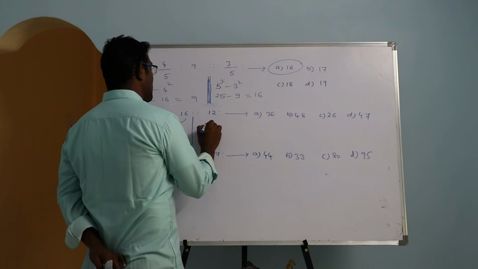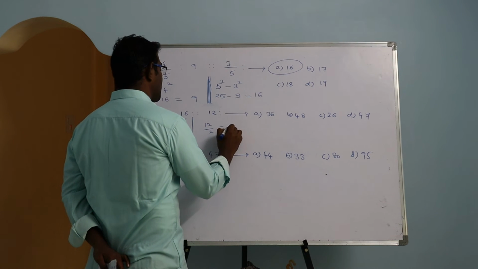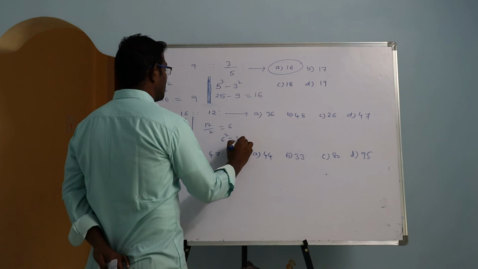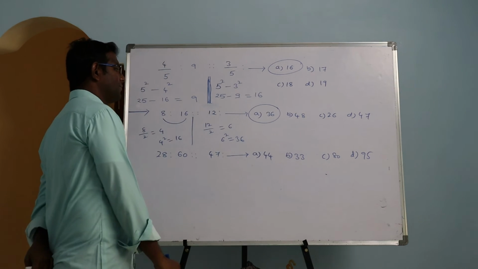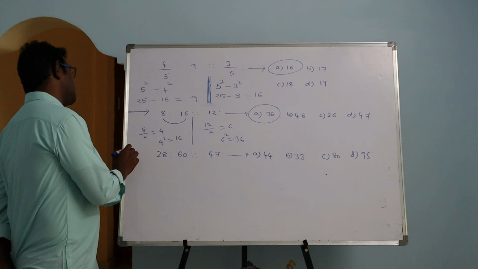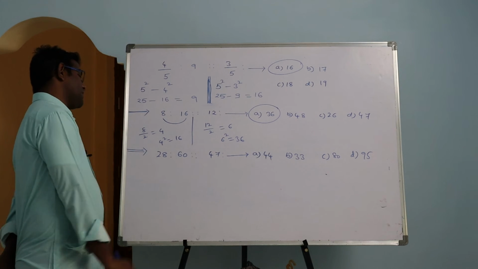What about 4 square means 16? In the same way, 12 by 2 means 6. What about 6 square is 36? 36 belongs to option A. What about the next one, sir?